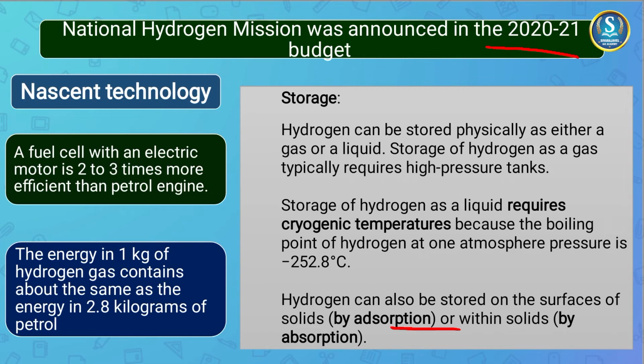But in spite of all, if we could somehow achieve all this, there are a lot of benefits as well. One thing, a hydrogen fuel cell, when used in an electric motor, in an electric car, let us say, is 2 to 3 times more efficient than a normal internal combustion engine which runs on petrol. The next one, the energy in 1 kilogram of hydrogen gas is the same amount of energy in 2.8 kilograms of petrol. It's almost 1 is to 3. 1 kilogram of hydrogen is equal to almost 3 kilograms of petrol. So energy efficiency is going to be really high.